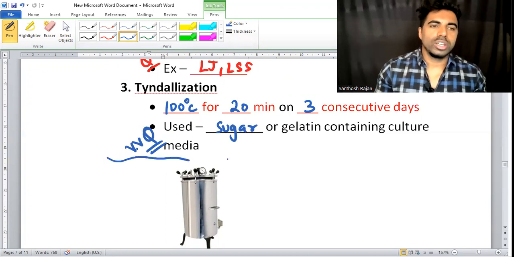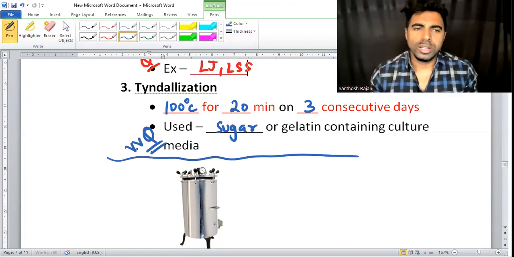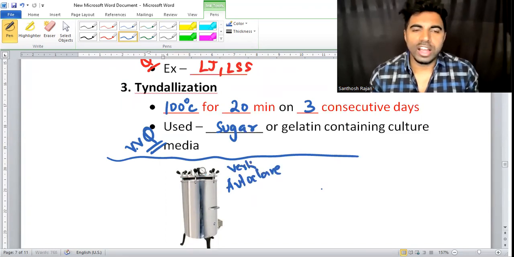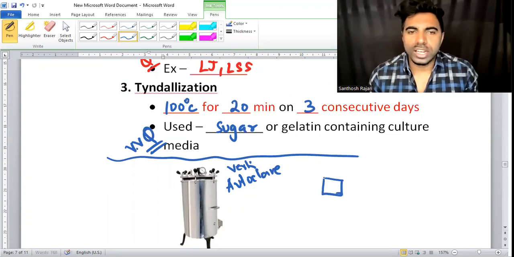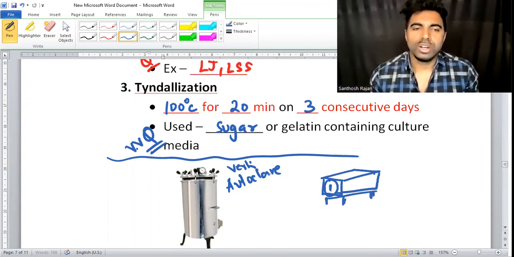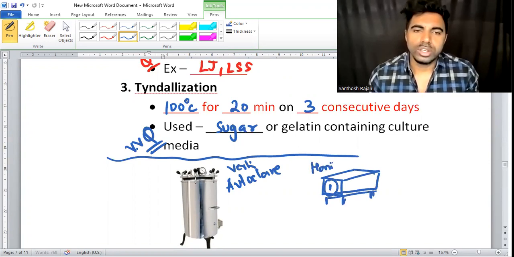Now, what is this picture here? Maybe they can ask. This is an autoclave. If you say autoclave, you're right. This is a vertical autoclave. And of course, we also have the horizontal one like this, like a stand with a big door, used in the big hospitals. That is vertical and this is horizontal, the autoclaves we have.